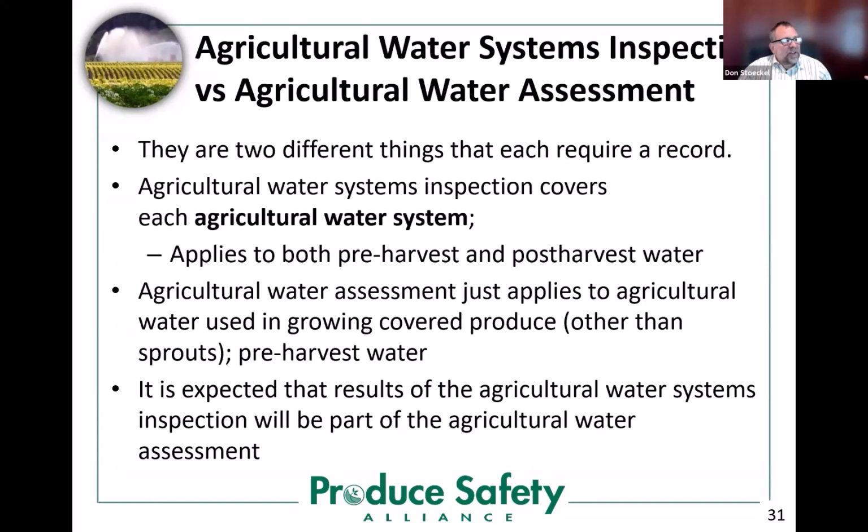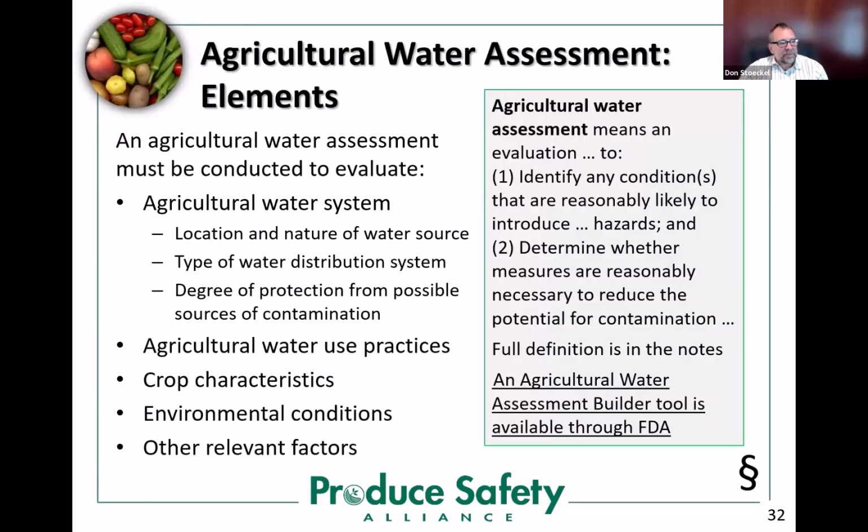The systems inspection covers each ag water system, both pre-harvest and post-harvest. The assessment only applies to pre-harvest water used in growing produce that's not a sprout. That said, the results of the agricultural water systems inspection can be, and probably should be, part of the agricultural water assessment for those farms that have to do both.